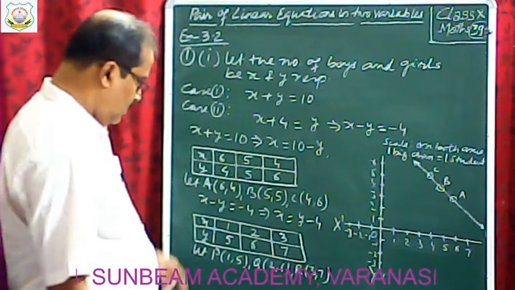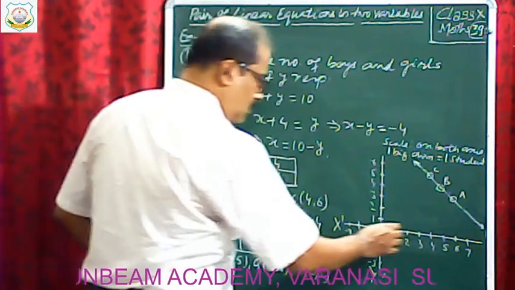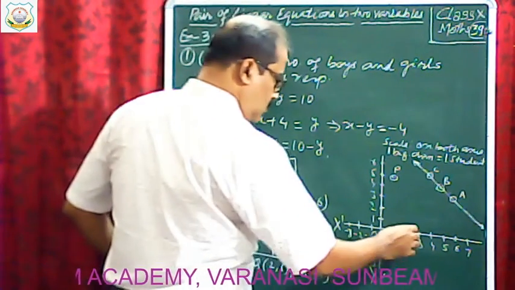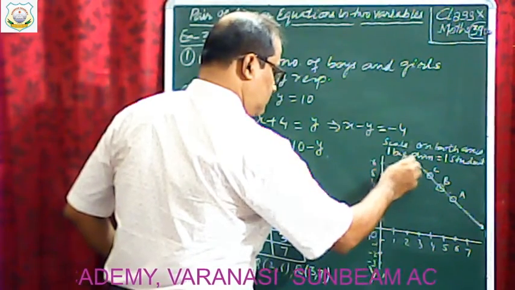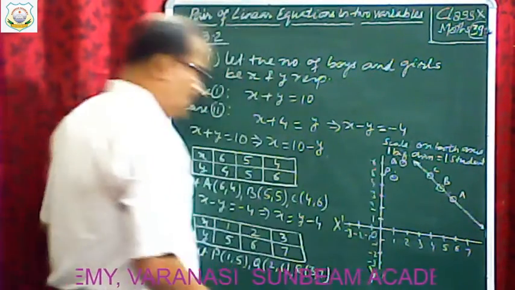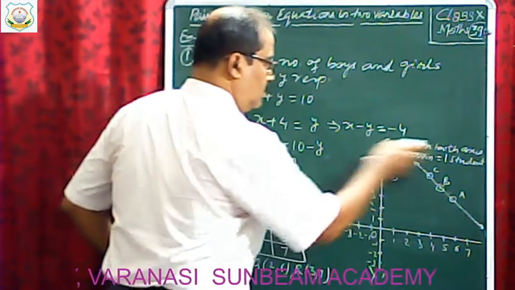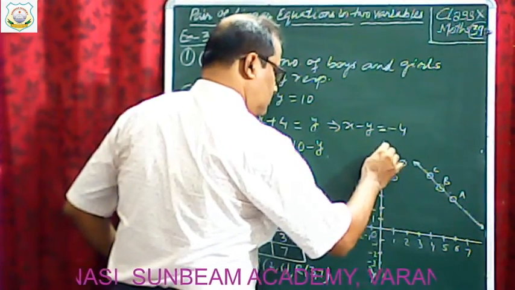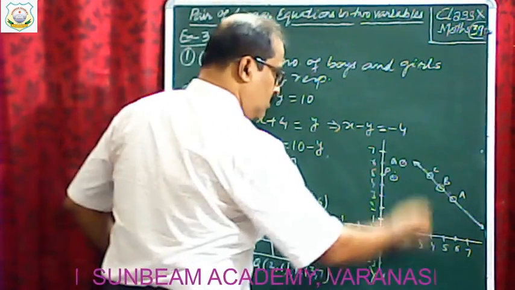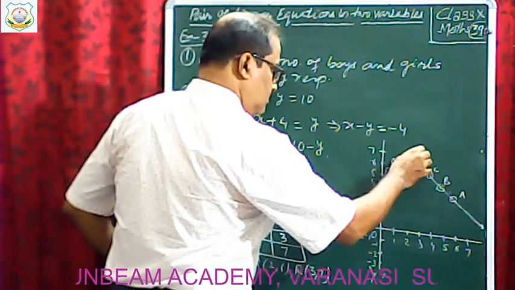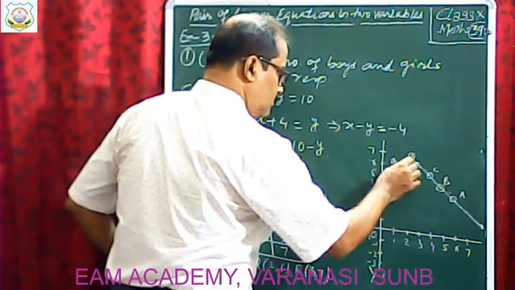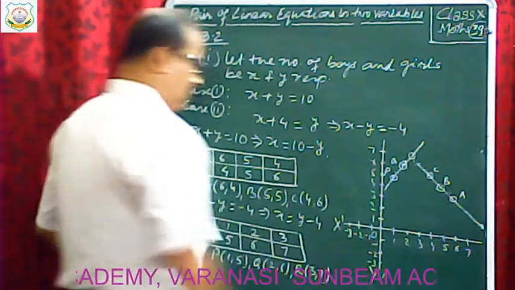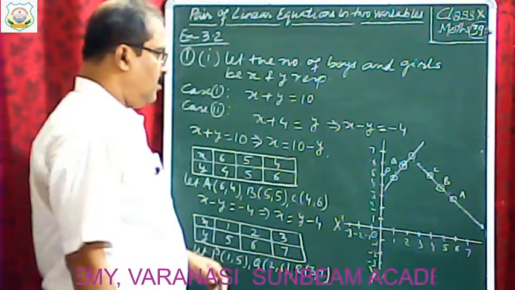Thereafter you have to plot the solutions of the second equation. 1, 5, P. 2, 6, Q. 3, 7, R. In this way both the lines intersect at a point. Where? At the point of intersection, because graph is not available here.